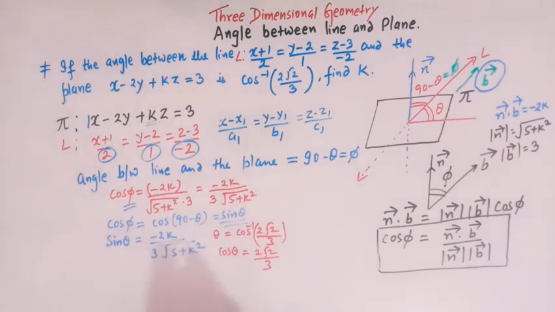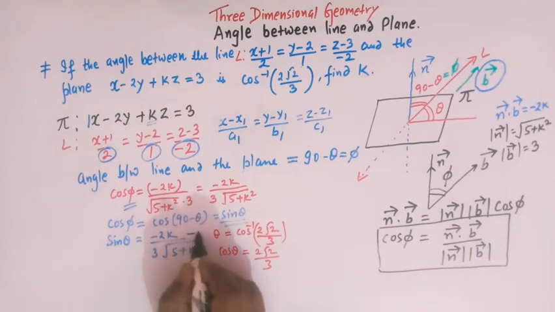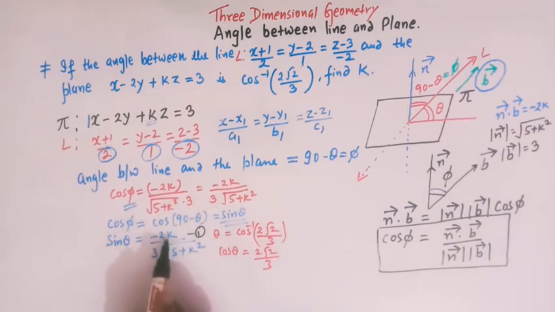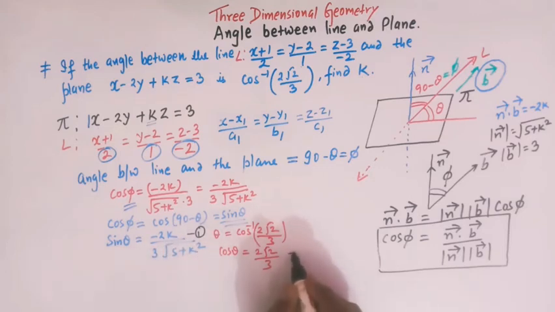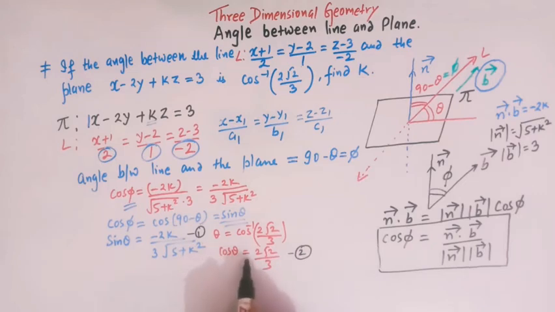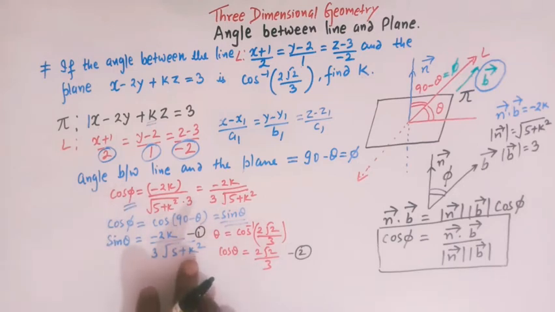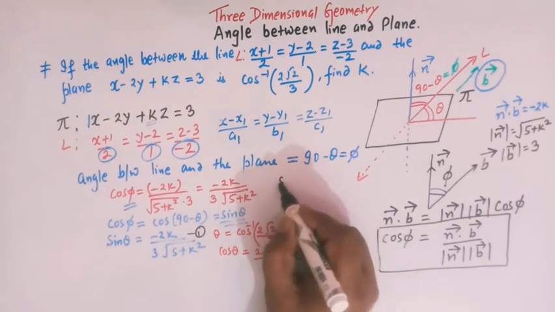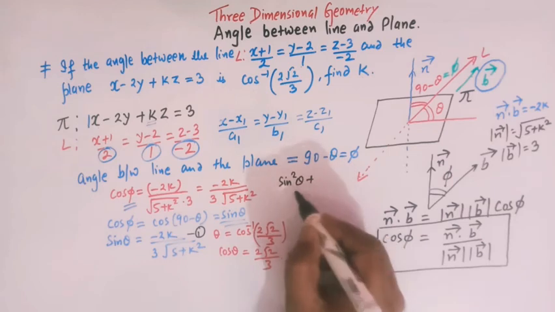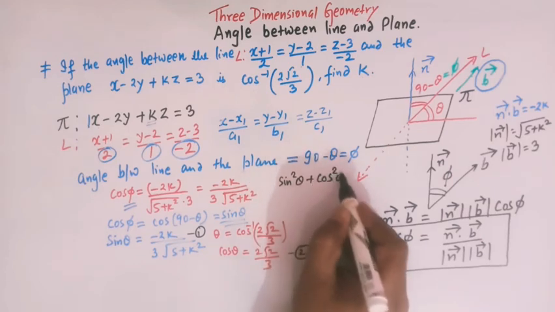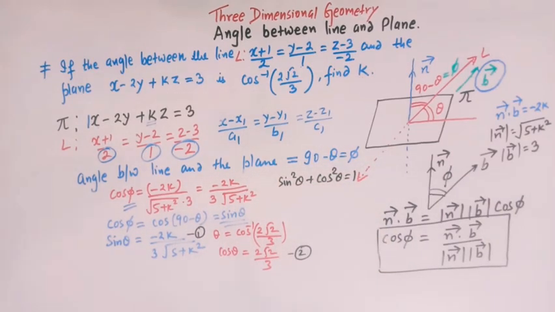So viewers, now we have two expressions for theta, right? So the first one is sine theta is equal to minus 2k over 3 times square root of 5 plus k square, and the second one is cos theta is equal to 2 root 2 over 3, right? So now we'll eliminate theta from these two equations to find out the value of k. For this, we'll make use of this result from trigonometry, that is sine square theta plus cos square theta is equal to 1, right?